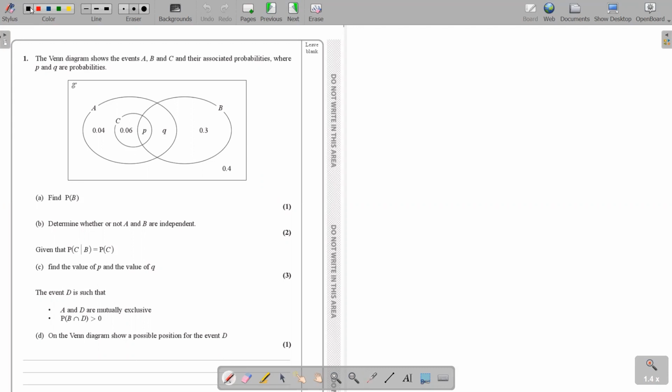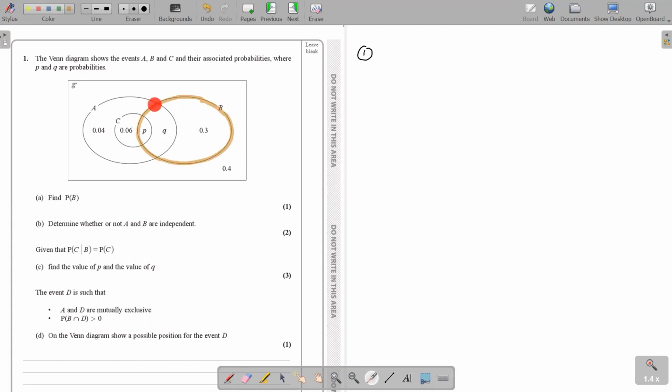So how do you find the probability of B? Basically, probability of B means I need to get the probability that falls inside the B circle, isn't it? I don't need to individually find the values of P and Q here. Basically, I need the addition of this P value, Q value, and the 0.3. What happens when I add all these three values? What's the answer?